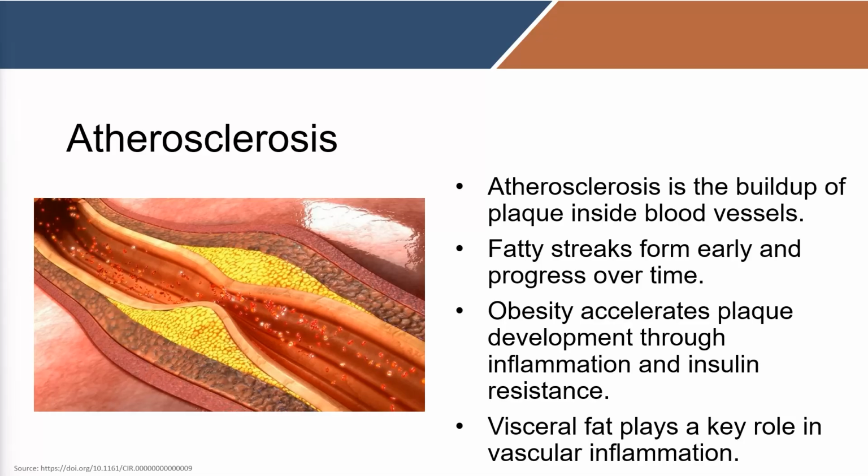Obesity can accelerate these early changes through several mechanisms like insulin resistance and chronic inflammation. That visceral fat that we were talking about, the fat that surrounds the internal organs, is especially important in this process because it can promote systemic and vascular inflammation. And this is the inflammation that can drive each stage of atherosclerosis, from early plaque formation up to more advanced disease that can lead to heart attacks or strokes.